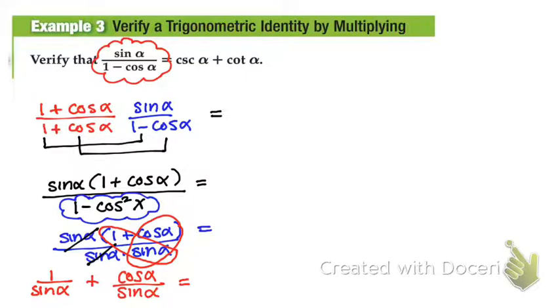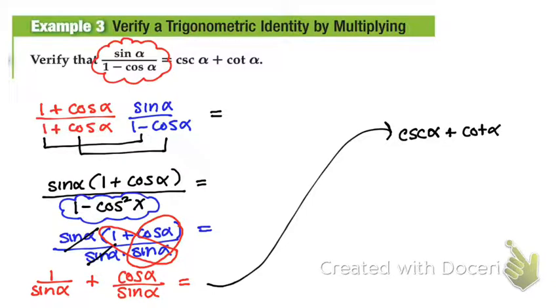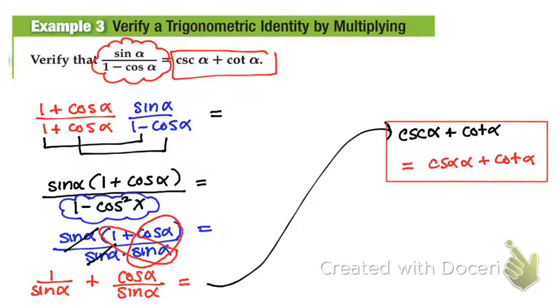And I'm almost finished. I'm going to bring mine around over here. 1 over sine A is cosecant A. And cosine A over sine A is cotangent A. And that's exactly what I was hoping to get. Cosecant alpha plus cotangent alpha, right? This is what I was hoping to get. All right, success.